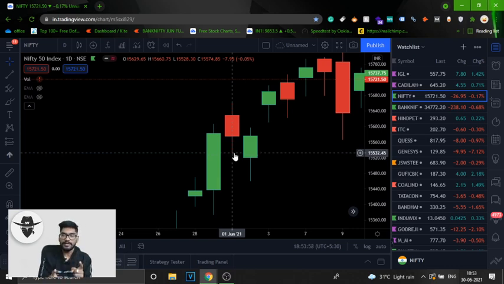The concept of wick is the same for bullish and bearish, red and green, but the way you read the body is the only difference in the red and the green candle. So I hope you are clear with this point. Let's move on to the next episode.